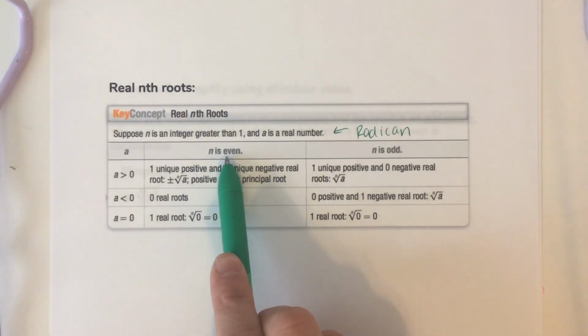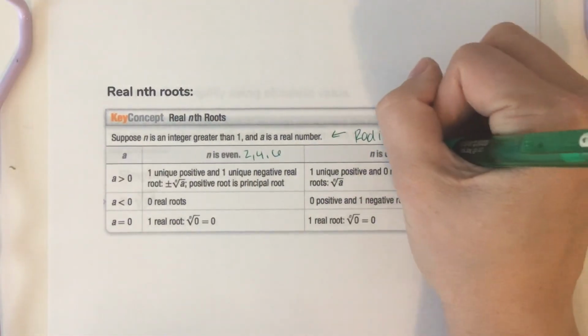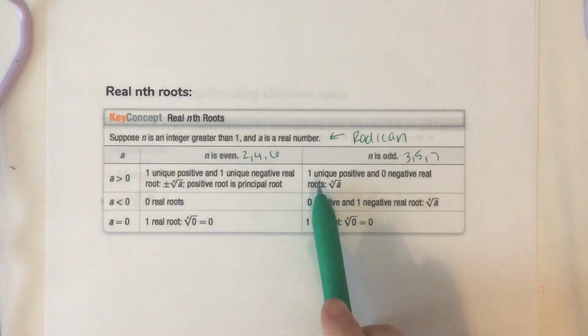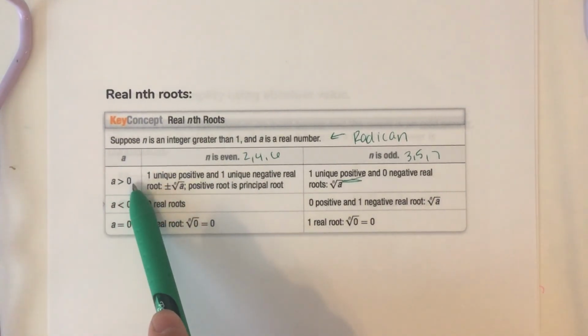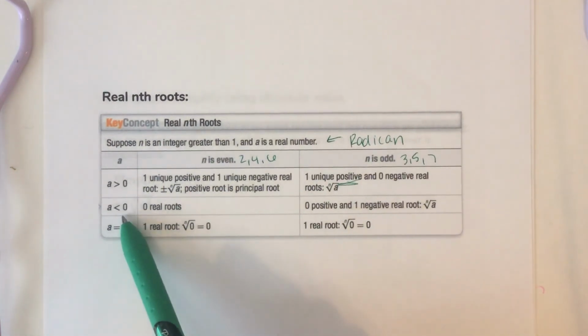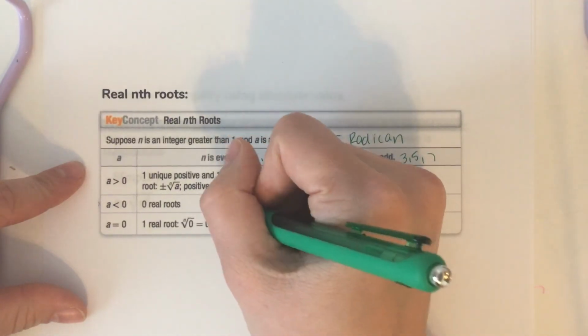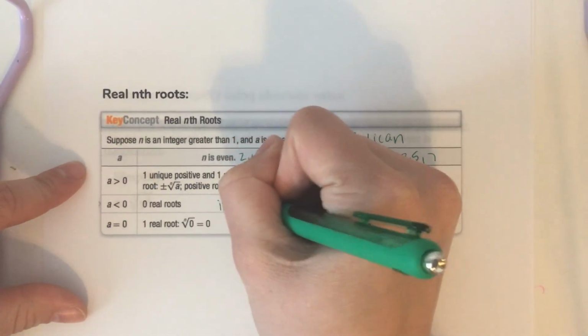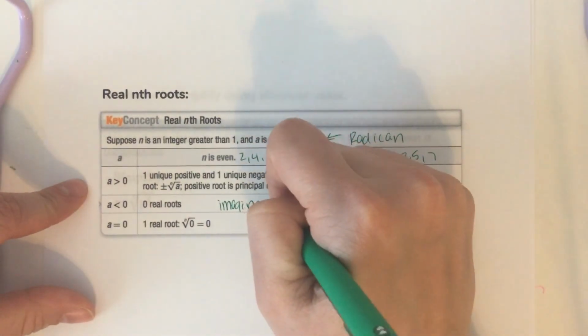That's when n is even, so 2, 4, 6. When n is odd, so 3, 5, 7, we have one unique positive and 0 negative. So when we have an odd index, we only have to worry about the positive root when a is greater than 0, so when underneath the root is positive. When underneath the root is negative, we're going to have 0 real roots for an even index, because we know if it's negative underneath that root, we have imaginary answers, right? Remember that little i? It hasn't gone away, it keeps coming back.